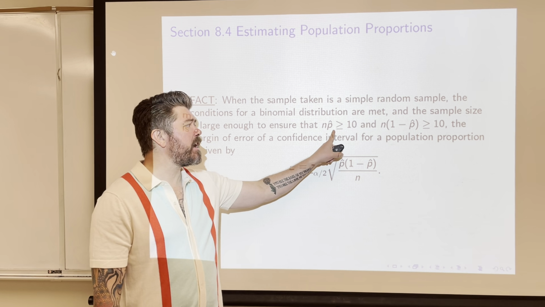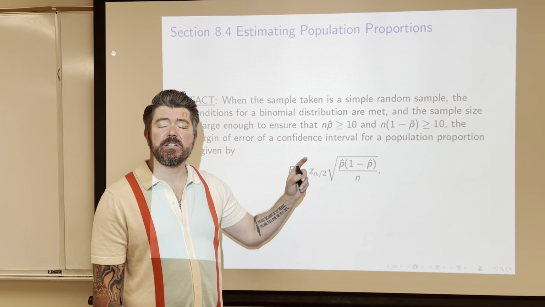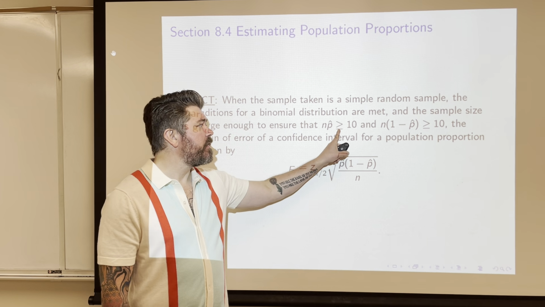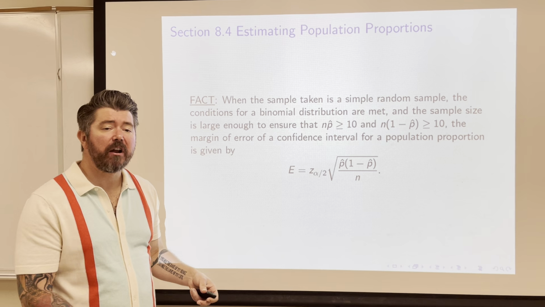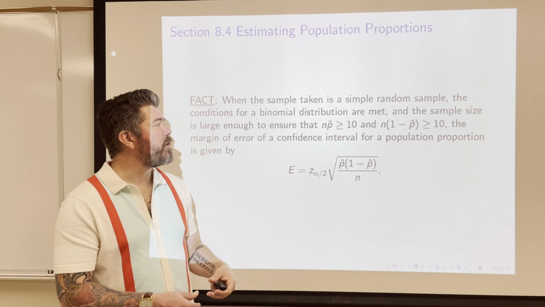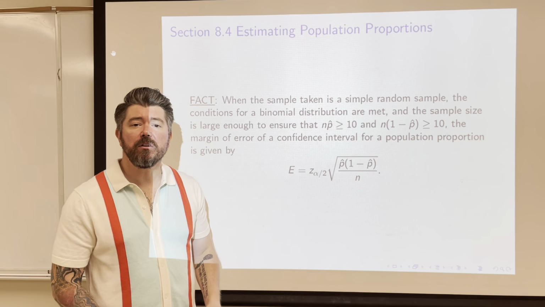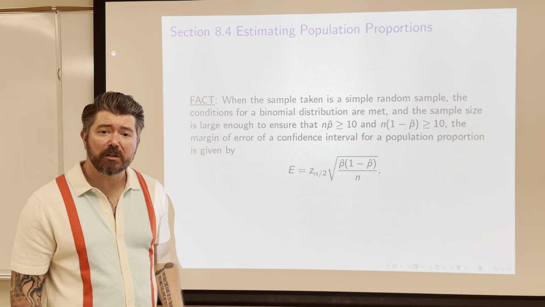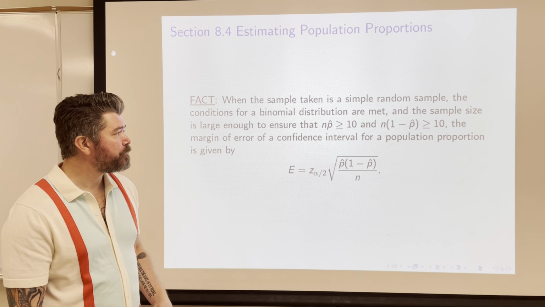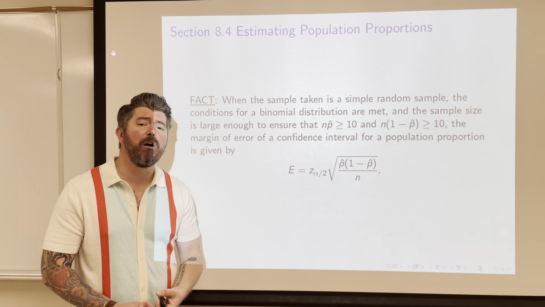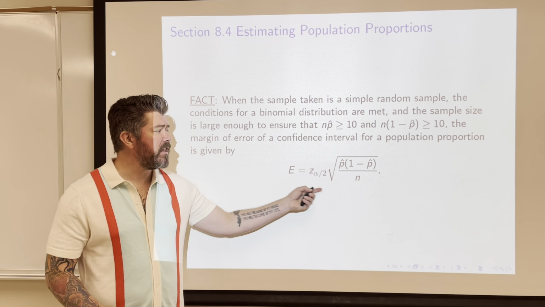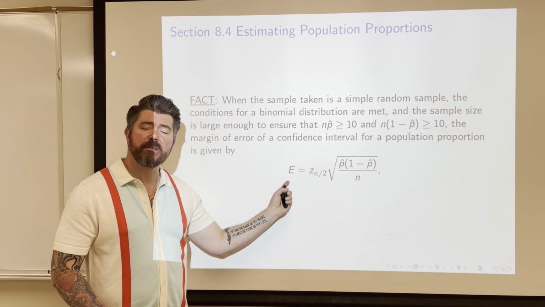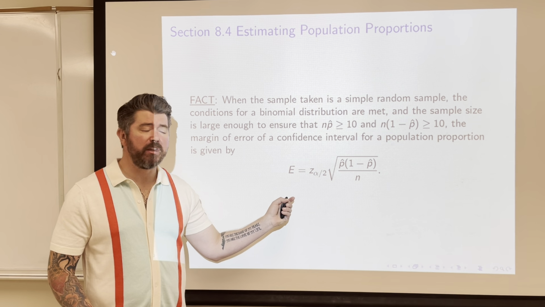Now, just a side note, these conditions we saw in chapter 7, they just ensure that the bar graph or the histogram is symmetric so that we can approximate it using a bell-shaped curve distribution, similar to what we saw in section 6.5. Okay? But this is the important part: this is our formula for the error.